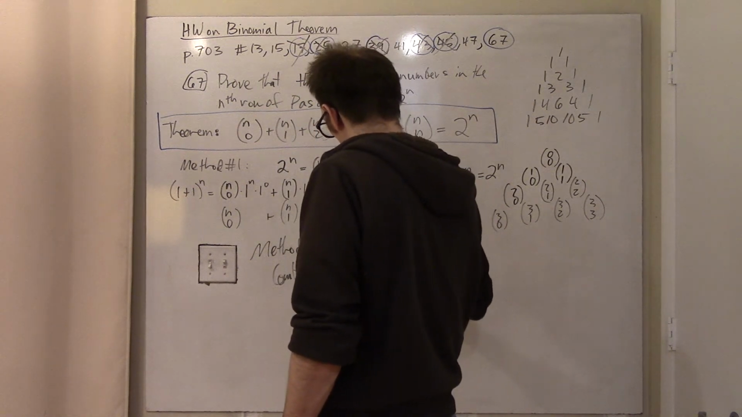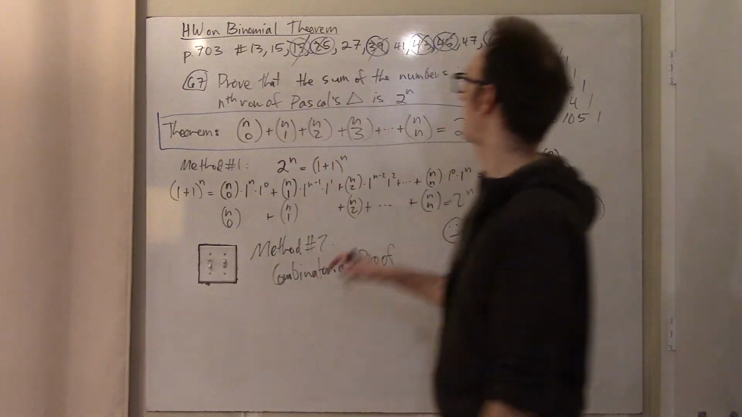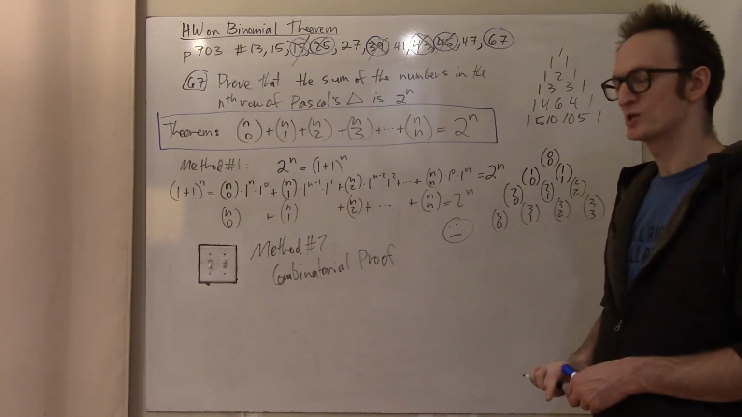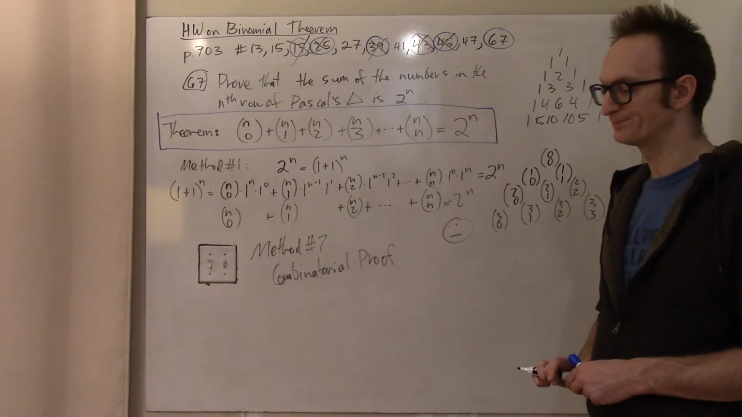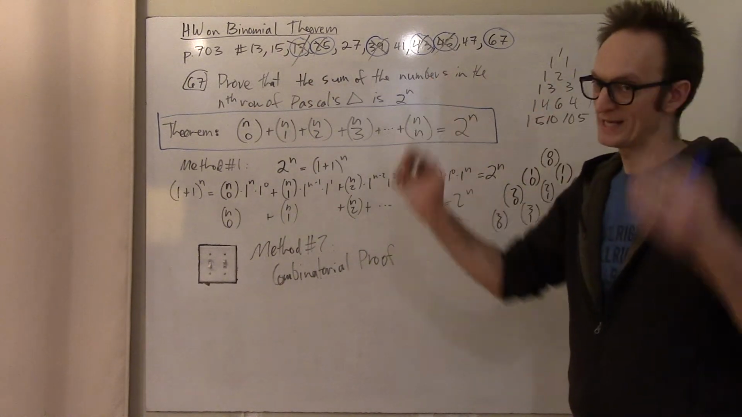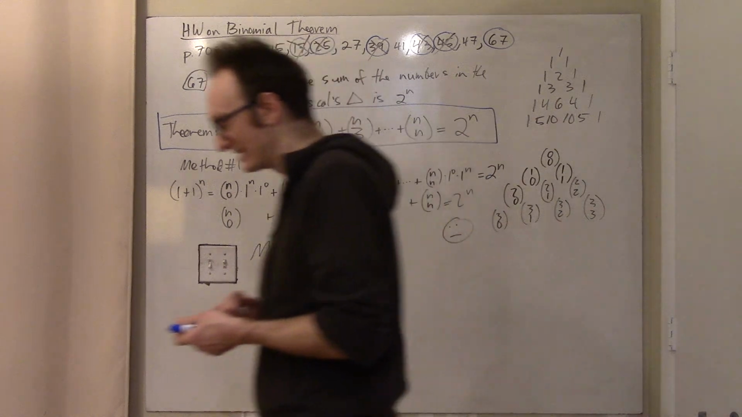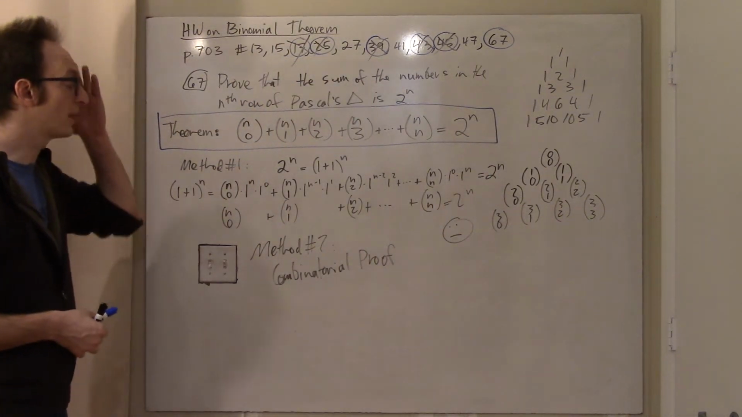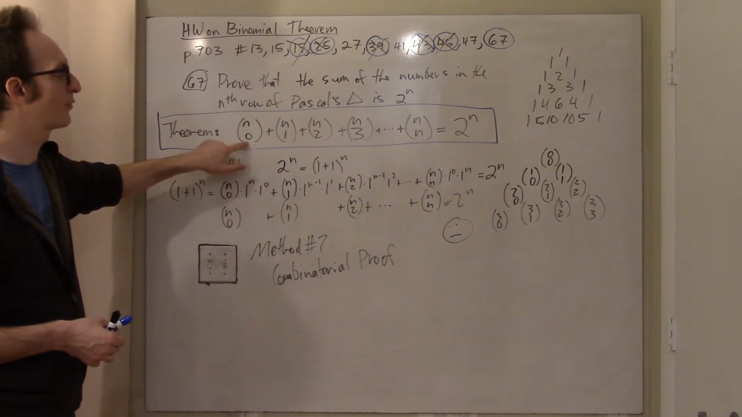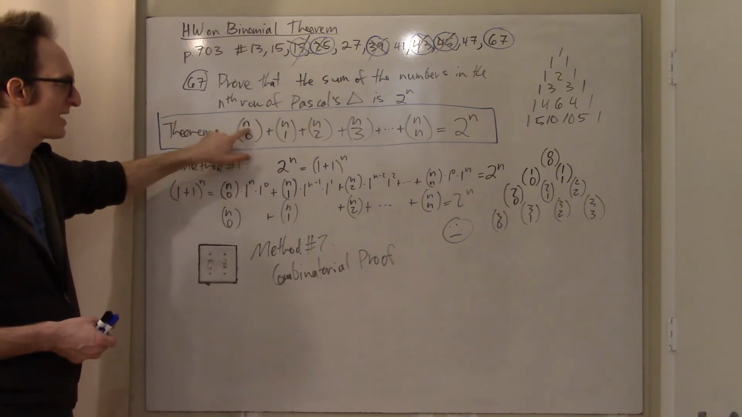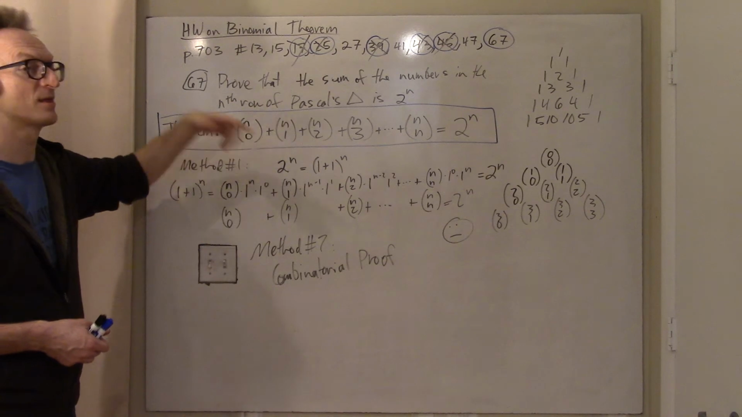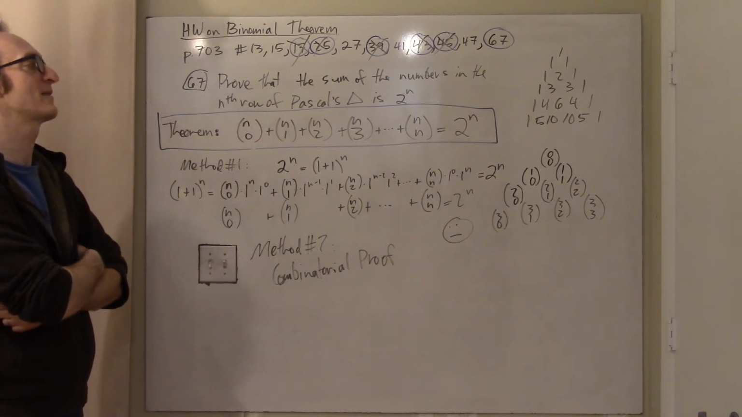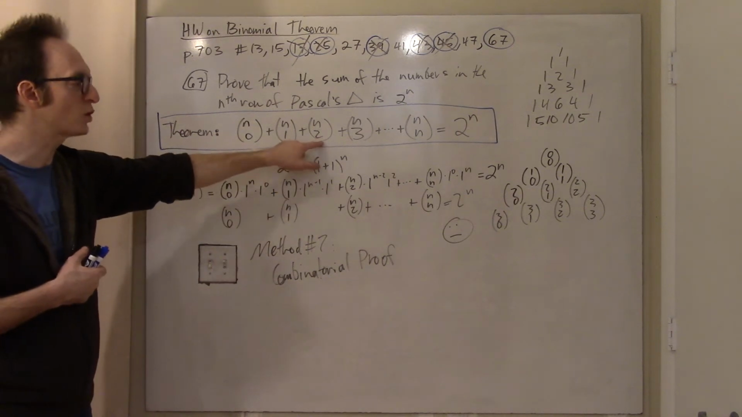A combinatorial proof is a proof of a combinatorial fact, which just uses the definitions of the combinatorially defined symbols. In other words, what is n choose 0? It really is the number of ways of choosing 0 objects from a set of n objects. What is n choose 1? It's the number of ways of choosing 1 object from a set of n objects. And this is the number of ways of choosing 2 objects, etc.